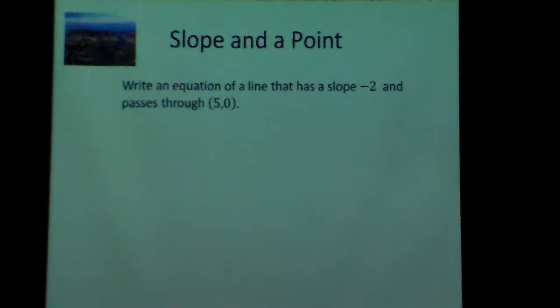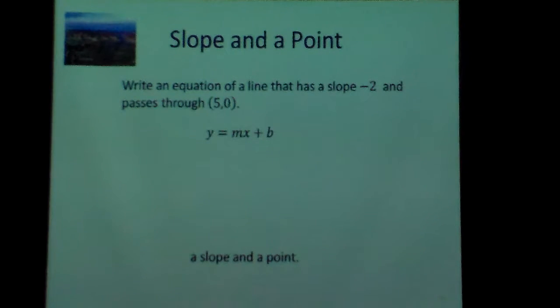We're going to write an equation of a line that has a slope of -2 and passes through the point (5, 0). Well, first off, let's think of this here. In order to write an equation, we said we had to have what? A slope and a point. Now, this is for linear equations. So think of the form y equals mx plus b.